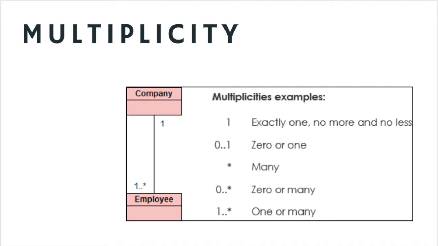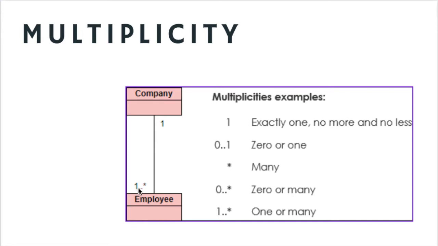For association, aggregation, and composition, there are two multiplicity decisions to make, one for each end of the relationship. For example, take a look at our picture here. We have a class called company and a class called employee. A company is associated with one or many employees. So this is the multiplicity.